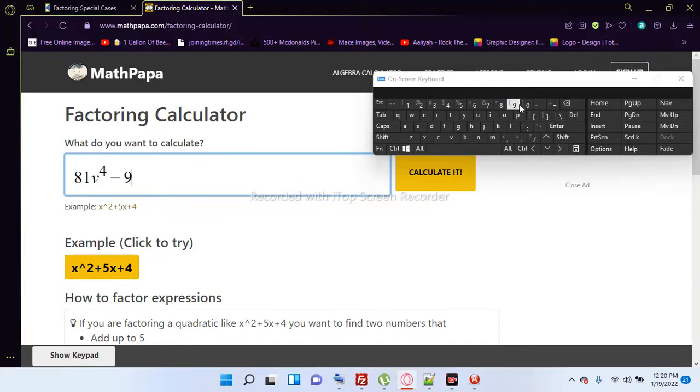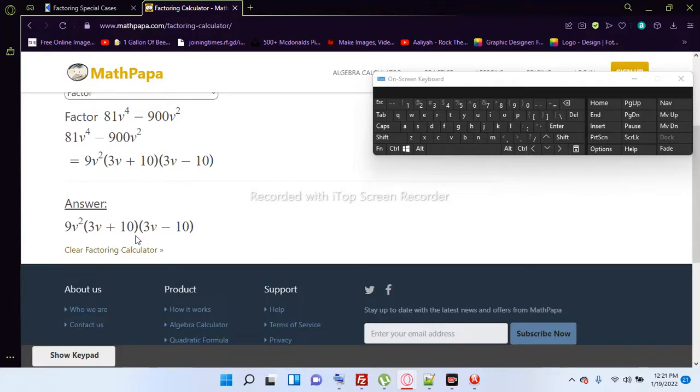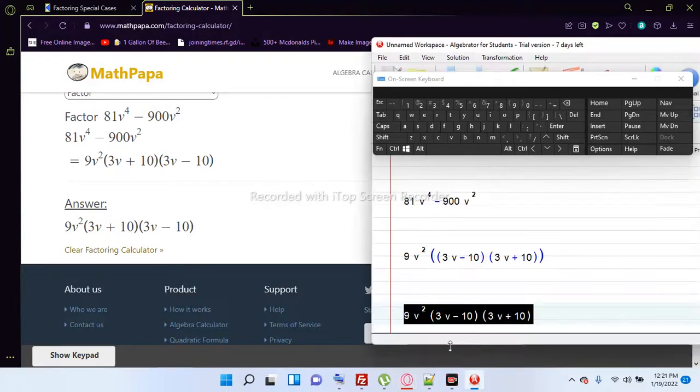Minus 900v, shift and it's 16. You get the little up symbol. It takes it up. You press the number 2 squared. Calculate it. Scroll down. Look at the Algebrator. 9v to the second power, 3v plus 10, 3v minus 10.